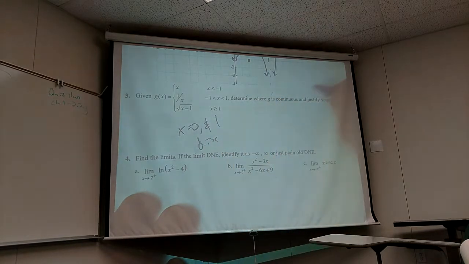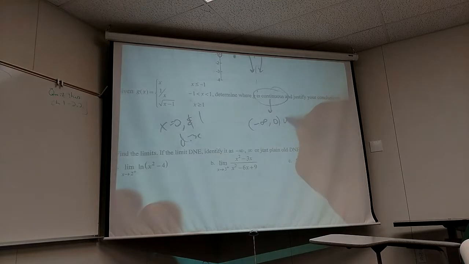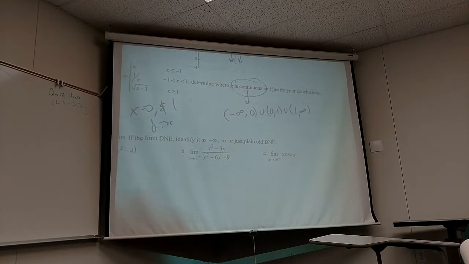So where is this continuous? Negative infinity up to 0, 0 to 1, 1 to infinity. We will see a ton of interval notation stuff. It should not be a big deal. You should be all about interval notation. And to justify your conclusions, it would just be the discussion we had: there's a function with a problem, and there's a transition point with a problem.